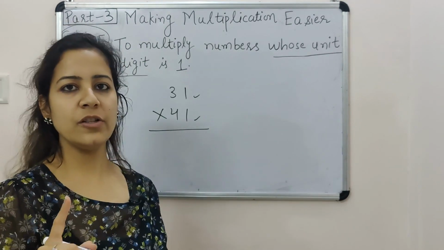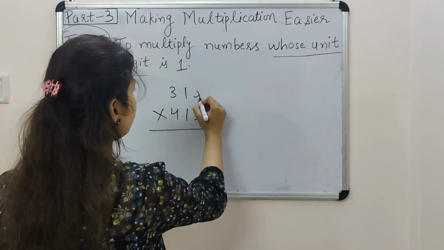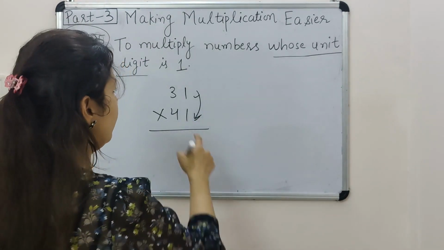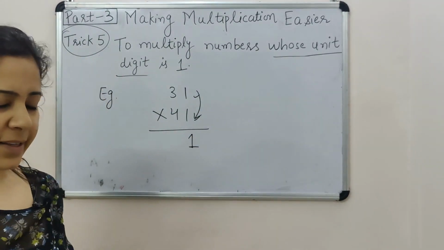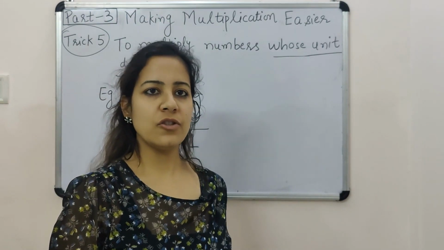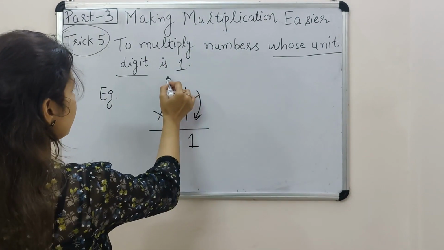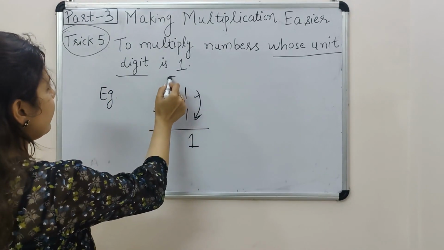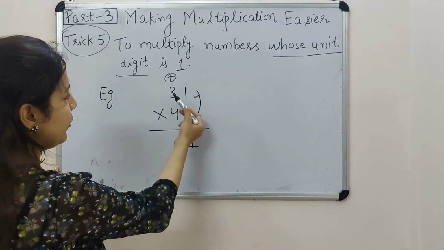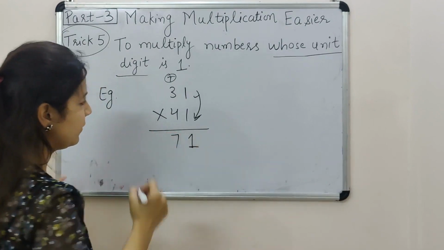What is the first step going to be? You need to multiply one's digits together. 1 ones are 1. In the next step, in the second step, your focus should be upon the tens digits and you need to add them up. Here the tens digits are 3 and 4. We know 3 plus 4 is 7.